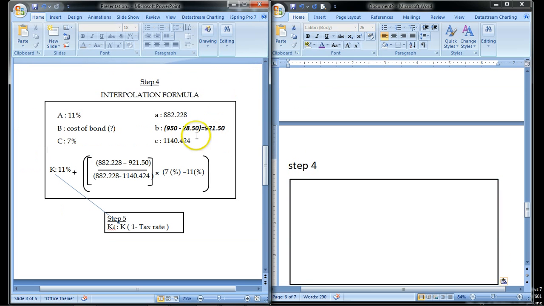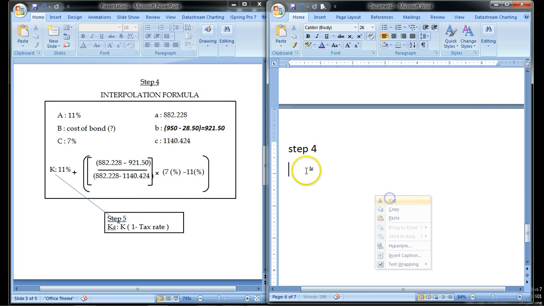So this is the answer. I will continue. This is the way. So when I press my calculator, 882 minus 921 divided by 882 minus 1140, I will time with negative 4, 7 minus 11, then I will plus with 11, I get 10.3916. Is this the answer, class?